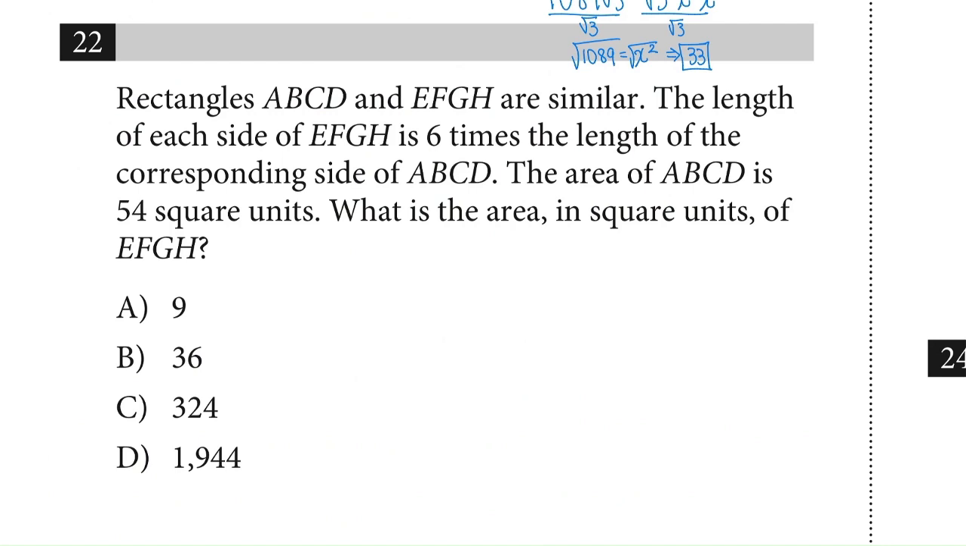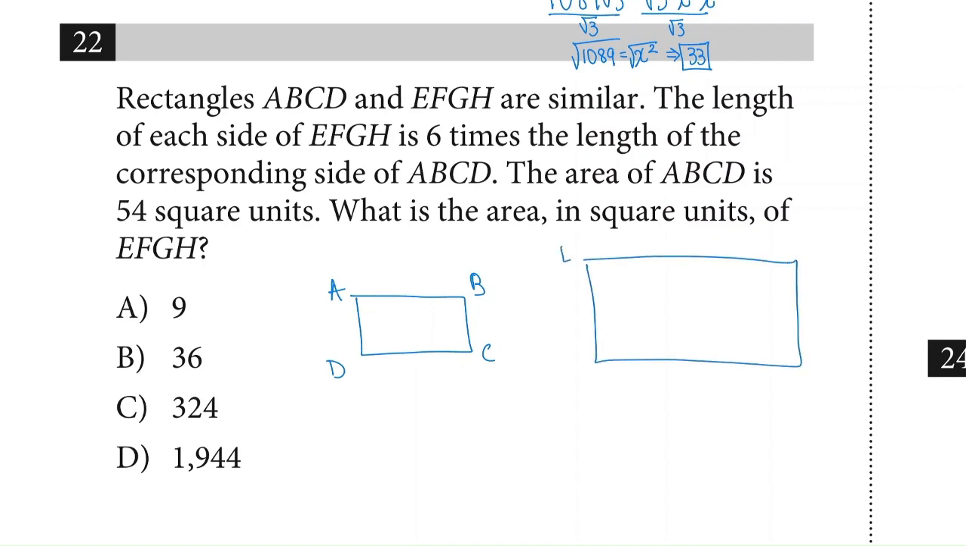Here's number 22. Rectangles ABCD and EFGH are similar. The length of each side of EFGH is 6 times the length of the corresponding side of ABCD. Let's go ahead and sketch this out. It is important that you label them the same. So for instance, A needs to go with E because they're in the same position here. B needs to go in the same position as F, and so on. C and G and D and H. Okay, so that's just something to point out there.